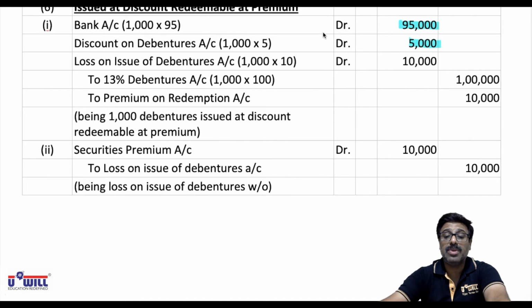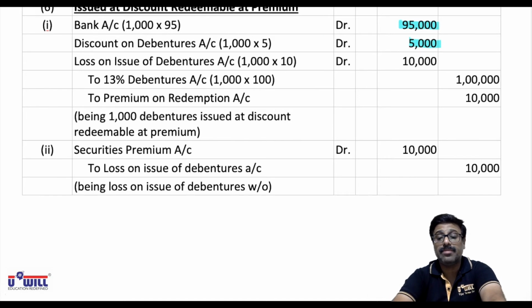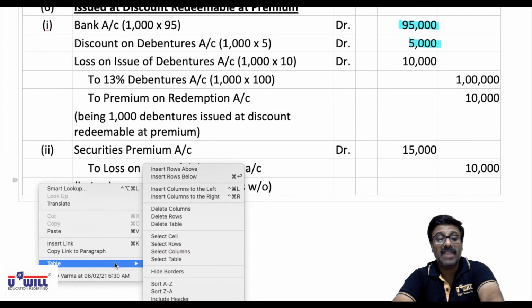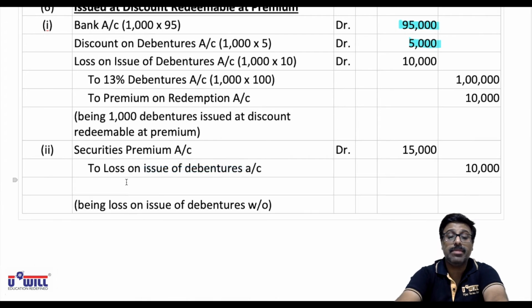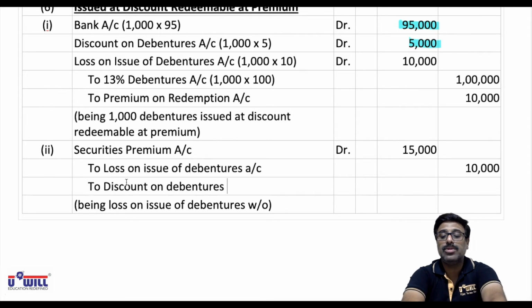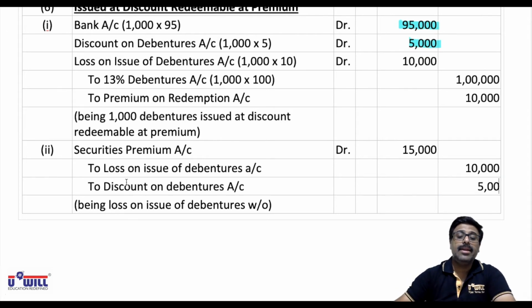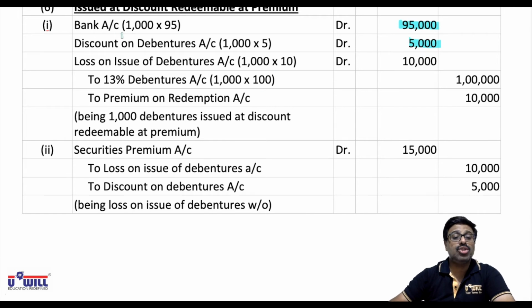So securities premium account will be debited with 15,000. Why 15,000? 10,000 to write off loss on issue of debentures and 5,000 to write off discount on debentures. So to discount on debentures account 5,000. So keep this in mind: even discount on debentures, like loss on issue of debentures, is to be written off.